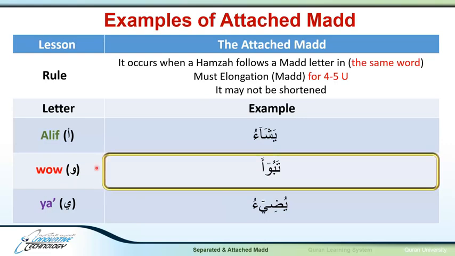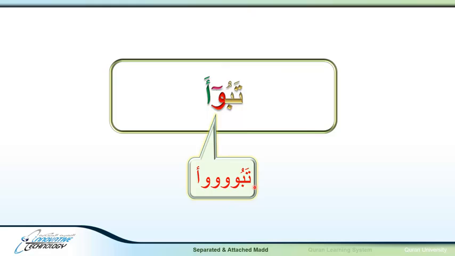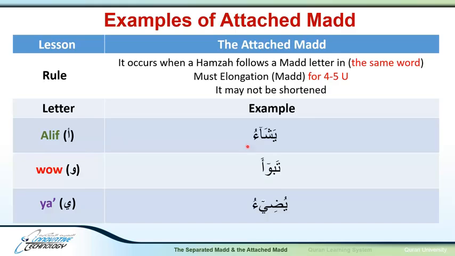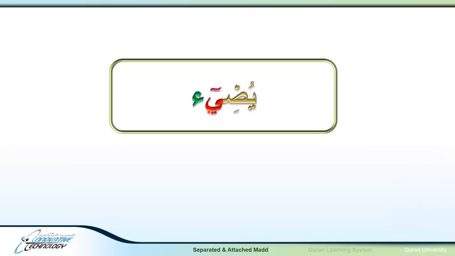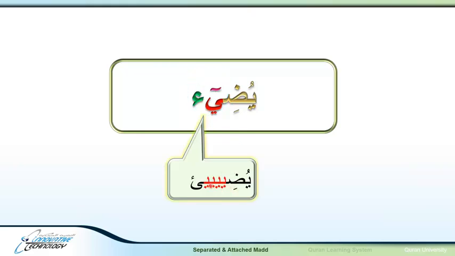Second example is related to the waw, "tabu'a". In "tabu'a", we have the waw followed by the hamza in a single word, and the rule is to extend it. It is mandatory to lengthen the waw for 4 to 5 units. "Tabu'a". Next example is related to the ya, "yudi". In "yudi", the harf al-maddi, the ya, is with the hamza in the same word, and the rule is to extend the ya for 4 units, mandatory elongation.